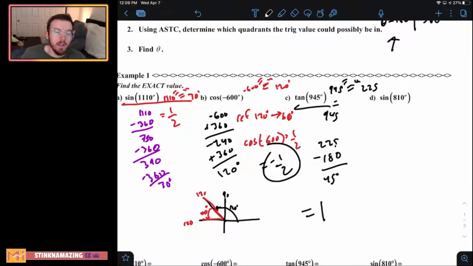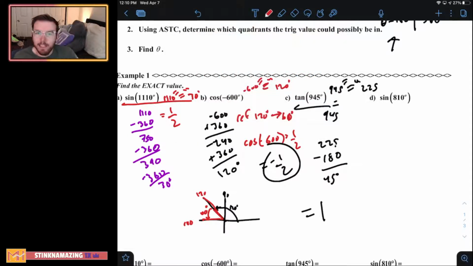Sorry. Right, we need to remember what quadrant it's also in. So this was quadrant 1, 30 degrees, so it's positive. This was quadrant 2, so cosine is negative in quadrant 2. Tangent, this was in quadrant 3, so tangent is positive in quadrant 3.